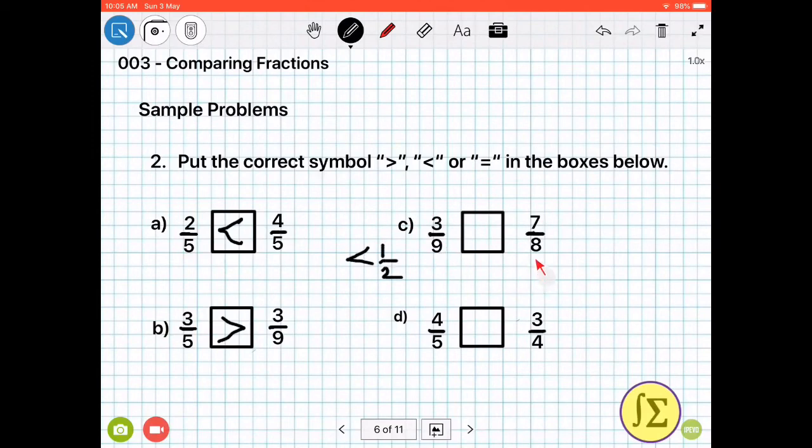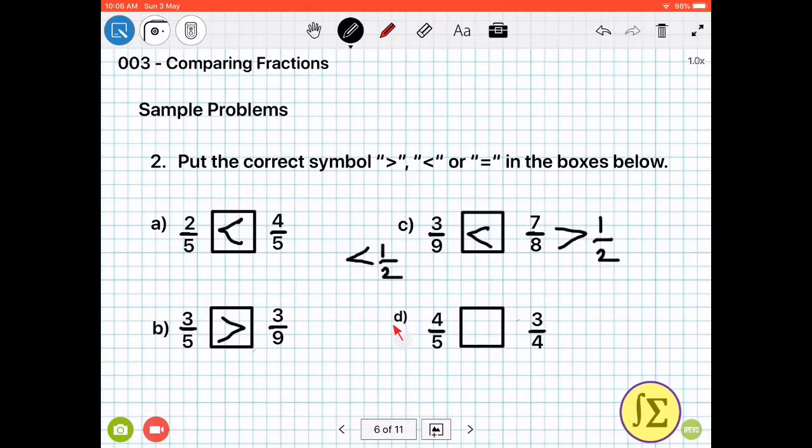Now we look at this fraction, 7 over 8. The denominator is 8. That means the halfway point or the midpoint would be 4. And the numerator, 7, is larger than 4. That means the fraction 7 over 8 must be more than half. So since we have one fraction which is less than half and the other fraction that is more than half, we know that the fraction 3 over 9 must be less than the fraction 7 over 8.